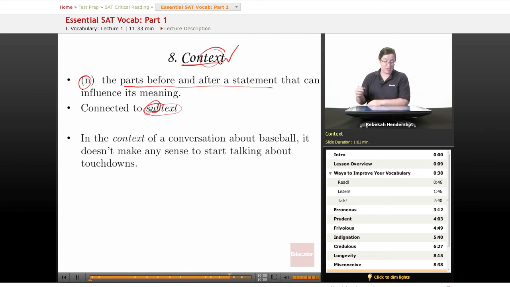So let's see context in a sentence. In the context of a conversation about baseball, it doesn't make any sense to start talking about touchdowns because, of course, there are no touchdowns in baseball. So, in the context, makes no sense. When you see context, look at the words around it, the words with it.